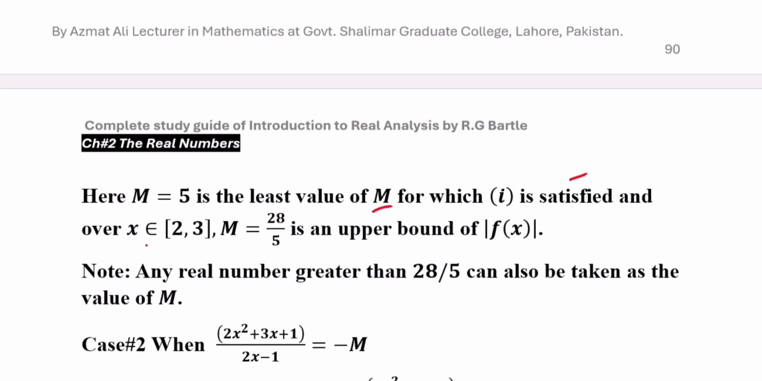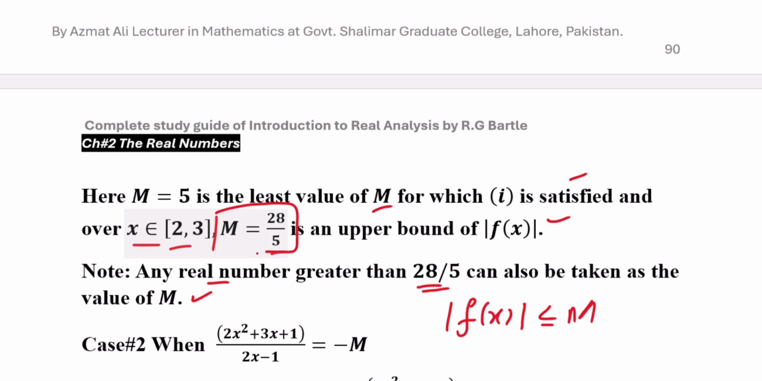Over this closed interval, m equal to 28 by 5 is an upper bound of the absolute value of f of x. Further, you can notice that any real number greater than 28 by 5 can also be taken as the value of m, because the condition is that we have to find a constant m for which the absolute value of f of x is less than or equal to m. So m equal to 28 by 5 is actually the supremum of this function. Any value greater than or equal to 28 by 5 will be an upper bound. For example, if you take 6, then it is correct.